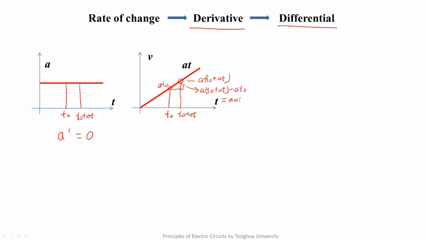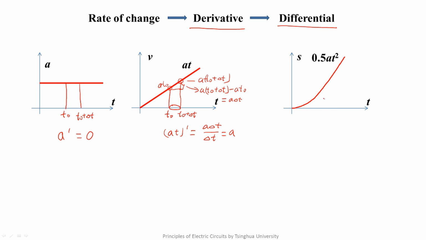equals a times delta t. Then we know from t0 to t0 plus delta t, the time changes delta t, and the function's value changes a times delta t. The time rate of change of v equals a times t equals a times delta t over delta t equals a.